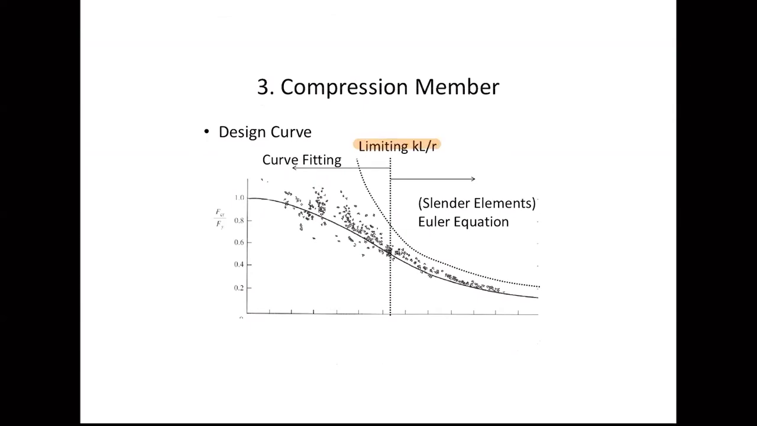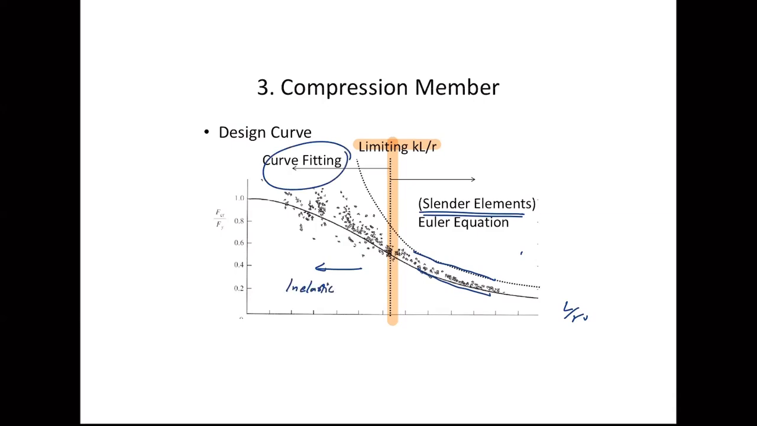Call that limiting KL over R here. So you're going to have two regions to try to predict the strength of your compression member. Right here on the right, this is slender, so it's going to be based on the Euler. You see how the two curves go together. This is L over R, I suppose, and they use F critical over Fy to normalize it. This on the left side is inelastic, so they use a curve fitting. So we are going to have two equations with one limiting KL over R value to split the design region into two groups.